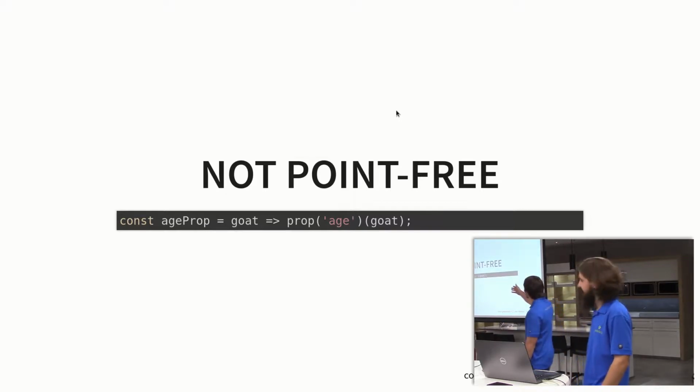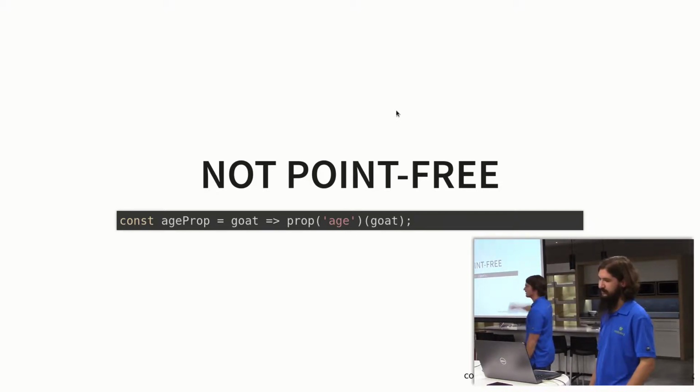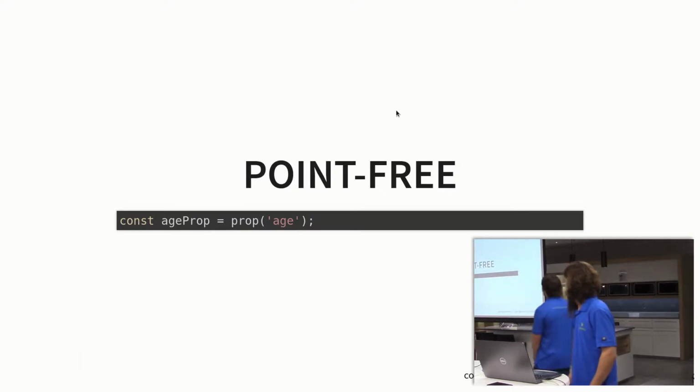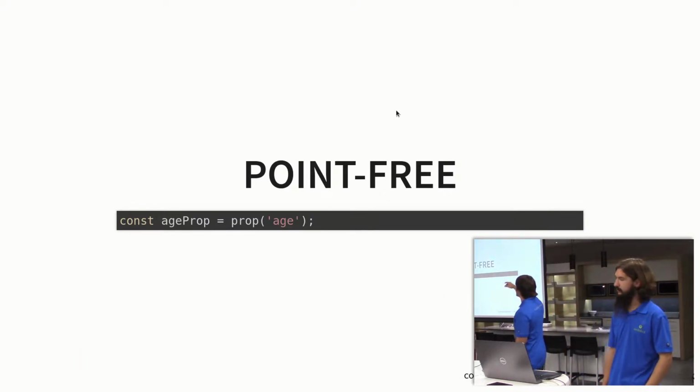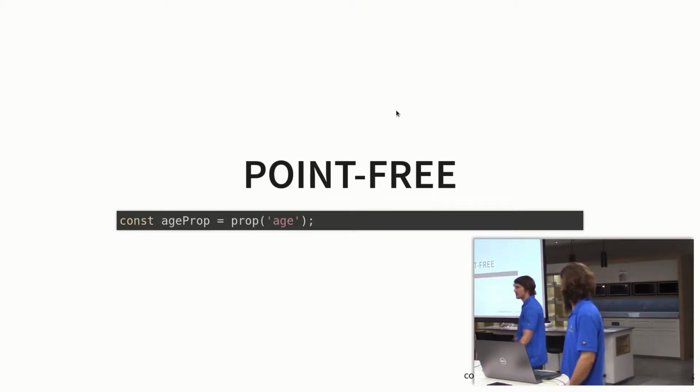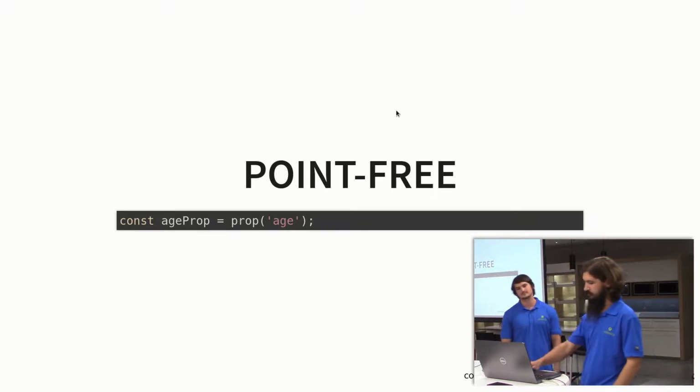Cool. So here's an example of a function that's not point free. You can see we're specifying our goat argument there, and then recalling our prop function we defined earlier with age and goat. We're not avoiding the point. And in our point free example, there's no need to wrap it and provide an argument and name the argument. You just partially apply it and save it as a variable. You get no points.